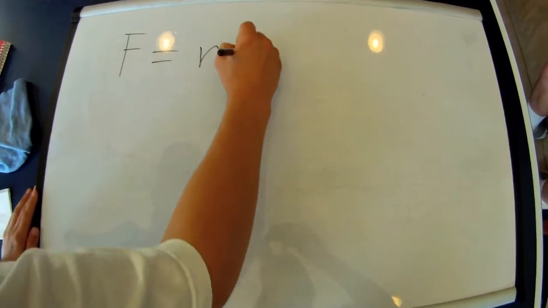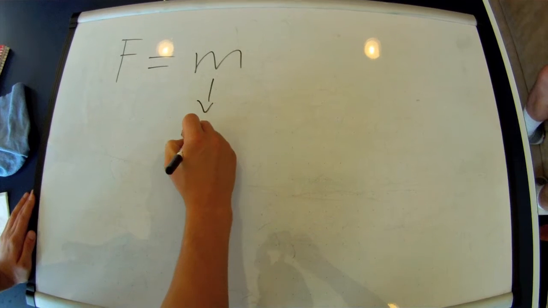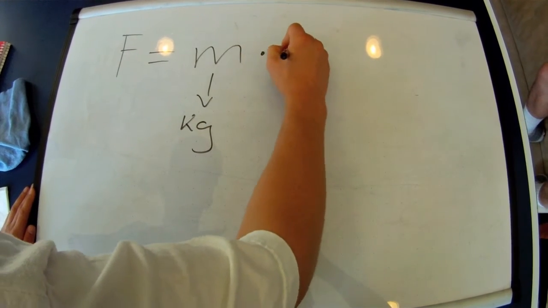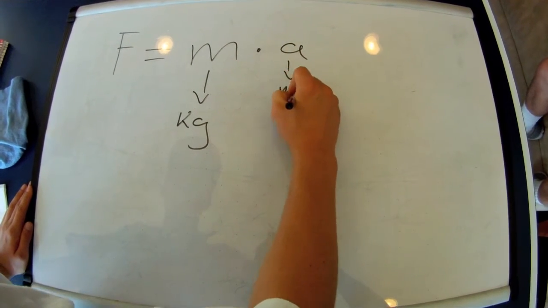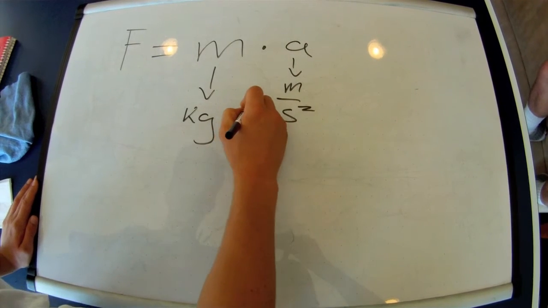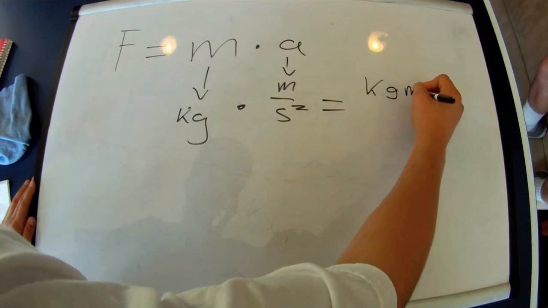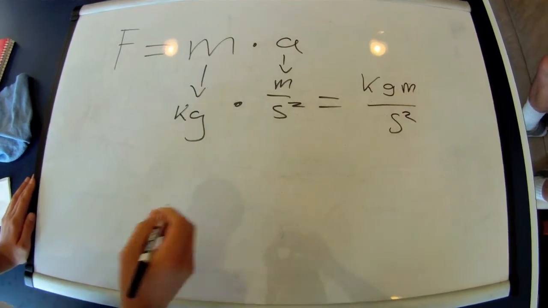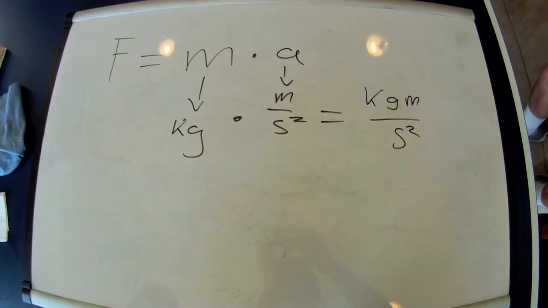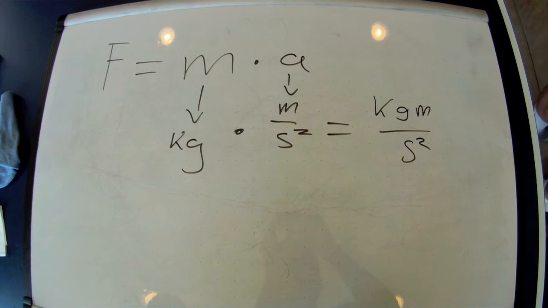A, or acceleration, is in meters per second squared, which of course comes from the fact that acceleration is a change in velocity, which is in the units meters per second, over time, which is in the units of seconds, which when combined yields meters over seconds squared.